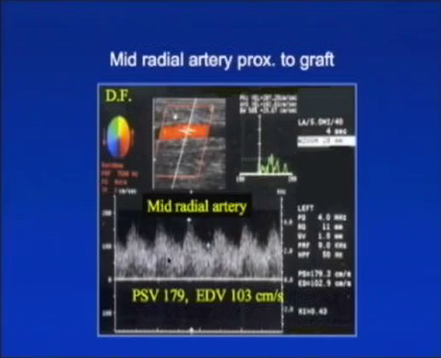Remember that the radial artery flow normally is high resistance, except if it's providing blood flow to a fistula or a graft. Then we have high velocity and low resistance. Peak systolic velocity here is 180, end diastole is 103, and this is in the artery feeding the graft.